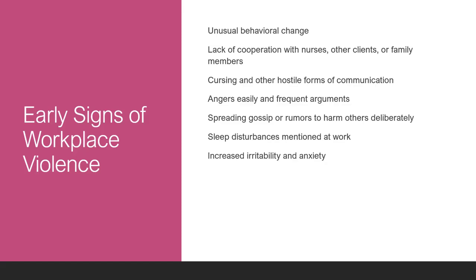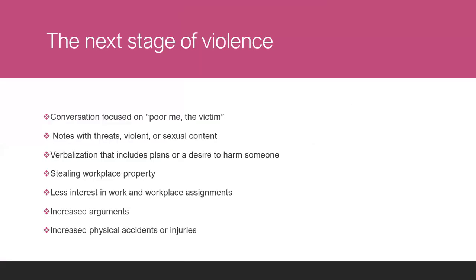Early signs of workplace violence: angers easily, infrequent arguments, spreading gossip, cursing, increased irritability, and anxiety. These are early signs that something's more than likely going on. Then the next stage: conversations focus on poor me, the victim, notes with threats, violence, or sexual content, verbalization that includes plans or desire to harm someone. Unfortunately, these things do happen sometimes. Stealing workplace property, increased arguments.